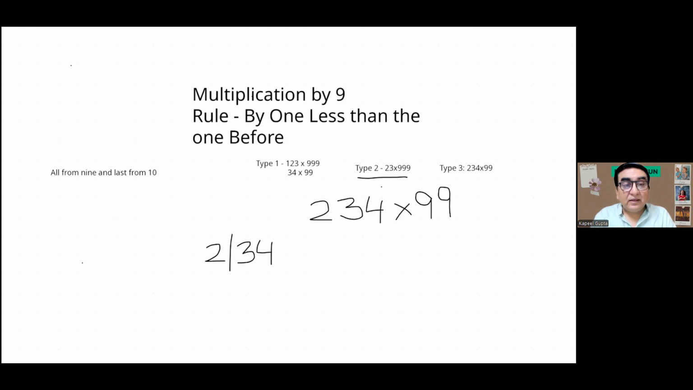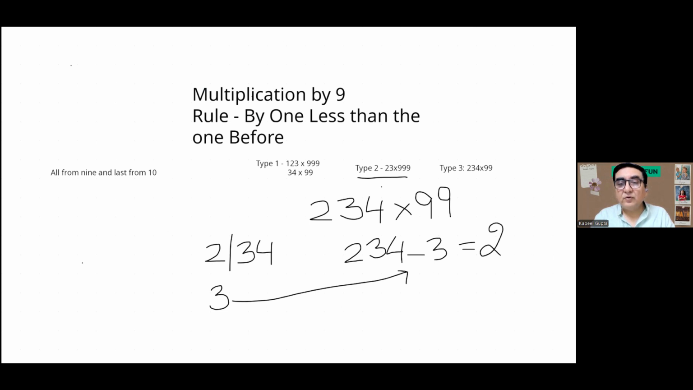So if I add 1, it becomes 3, right? Then what I will do is, I will subtract 3 from 234. So subtracting 3 from 234, now it is which 3? This one, right? So I get 2, 3, and 1, right?